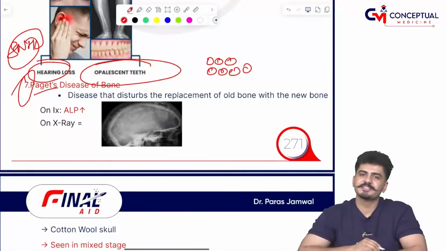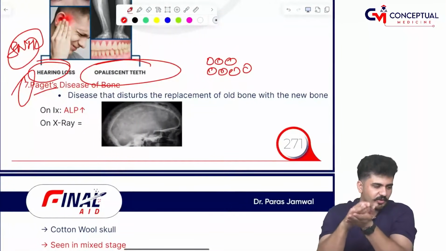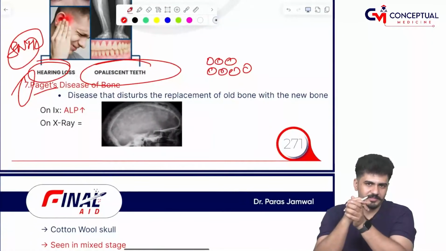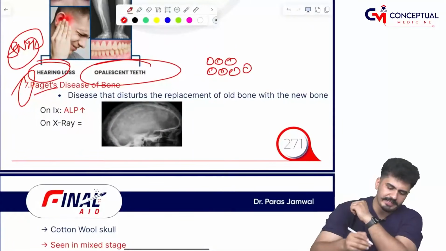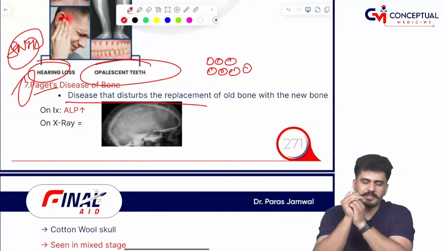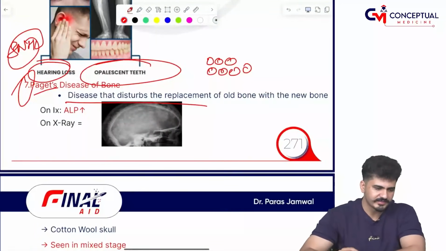Now, what is Paget's disease? The old bone is replaced by the new bone, sir. Old bone is always replaced by the new bone. Now, this replacement is getting faulty. So, what is happening right here? The disease which deals with the replacement of old bone with the new bone is Paget's disease.